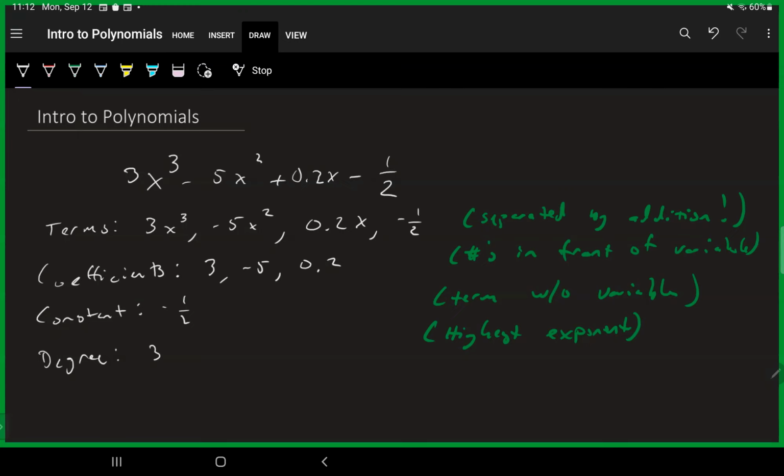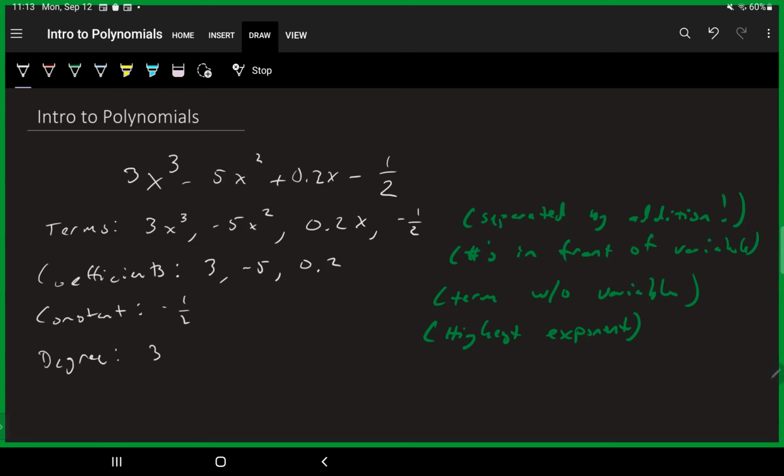The coefficients of a polynomial are the numbers in front of the variable terms. So in this case, I have 3, -5, and 0.2. The constant, or the constant term, is the term without a variable. And in this case, I have negative 1/2. For the most part in this class, we're only going to see fractions, basic decimals, and integers in front of our variable terms. But in theory, things like pi and the square root of 2 can be coefficients or constants. And then finally, the degree of the polynomial is 3, and that's the highest exponent.